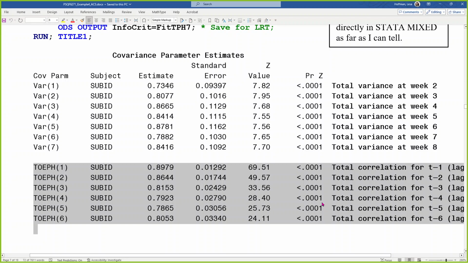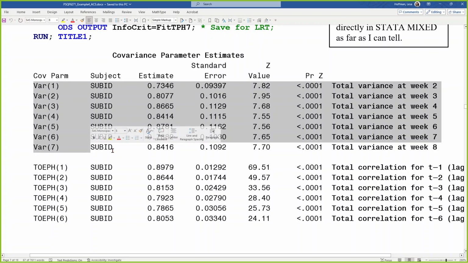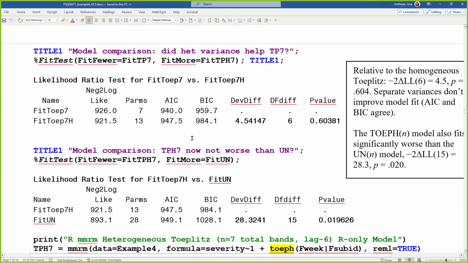So relative to homogeneous Toeplitz, how many terms did we add in letting the variances be different? I'll give you a hint. You answered this question like 10 minutes ago. Not a trick. So heterogeneous Toeplitz has how many variances? 7. Homogeneous has how many? 1. So how many did we add to get to this model? 6. So that would be the ingredients for our likelihood ratio test.